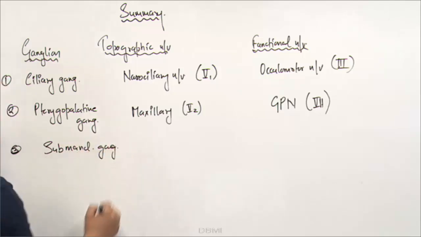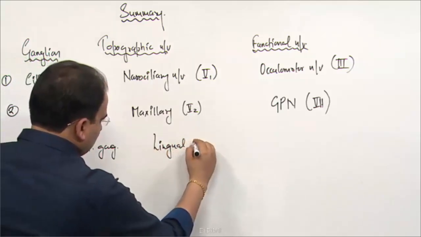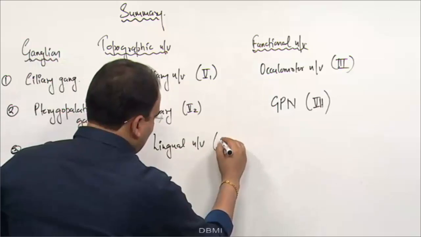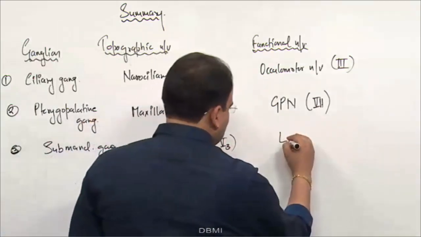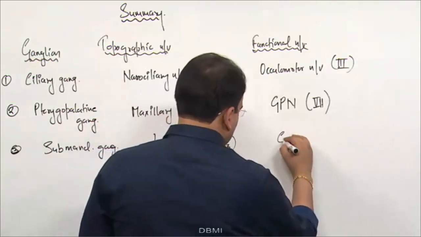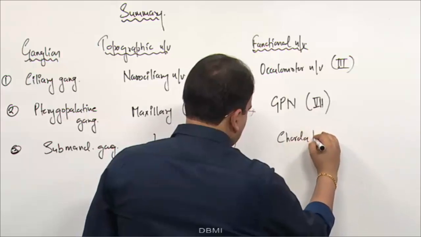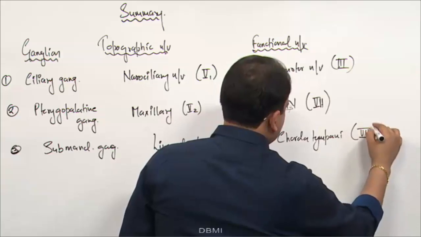Submandibular ganglion, topographically related to the lingual nerve. Remember, it is hanging from the lingual nerve, that is a branch of the mandibular, and functionally chorda tympani nerve. Chorda tympani is a branch of the facial nerve.